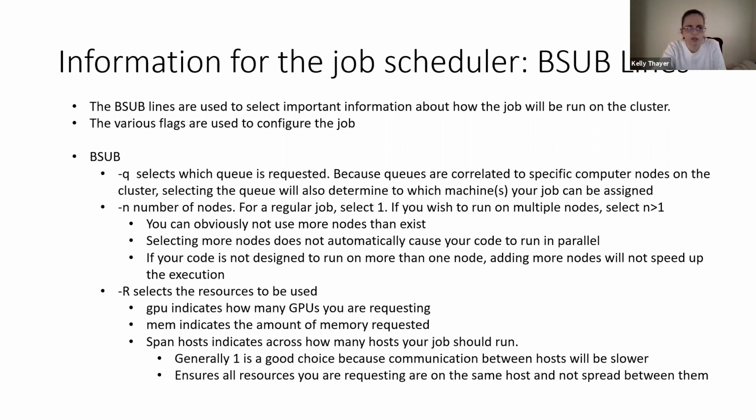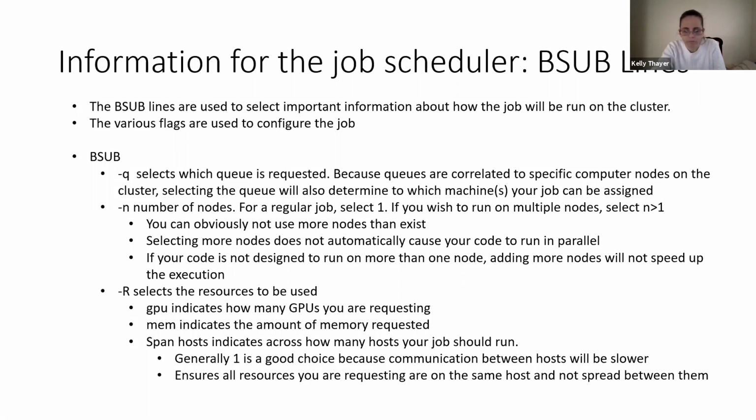It needs to match the kind of calculation that you want to do and have the resources that you need. -n is going to be for the number of nodes. So typically, you can just pick one for a regular job. If you have a parallel job, you can select some n greater than 1. Obviously, this should be an integer.